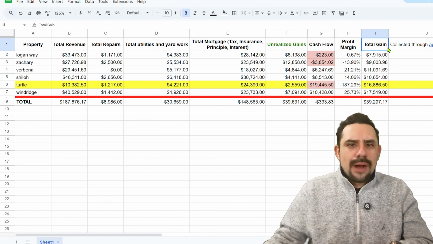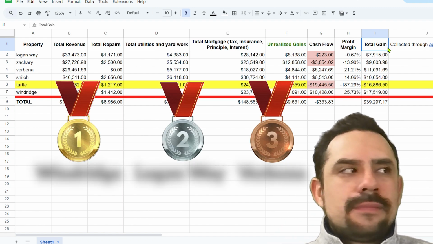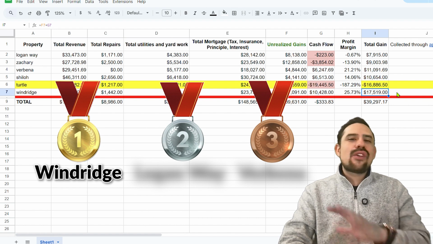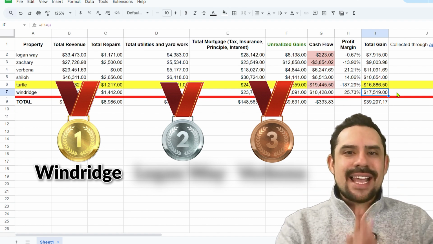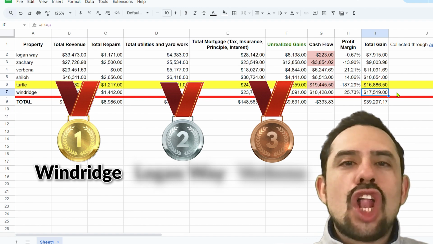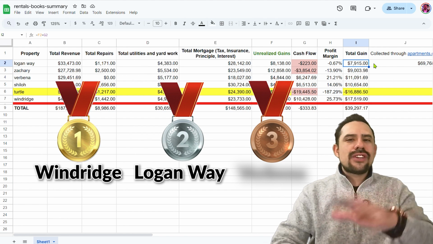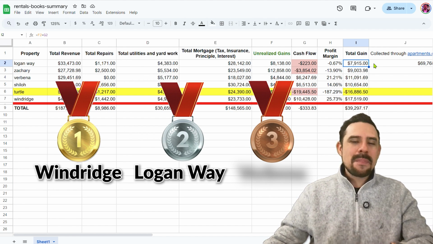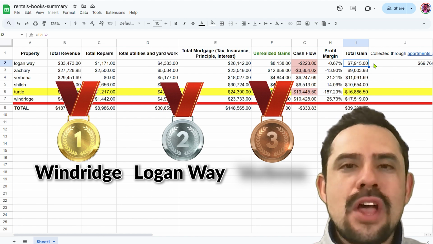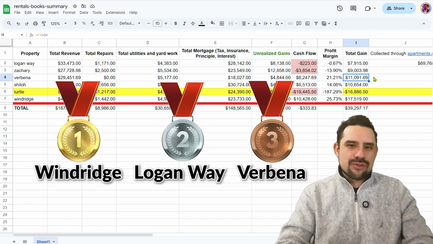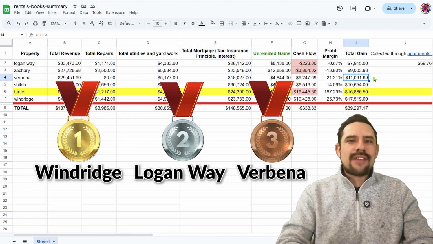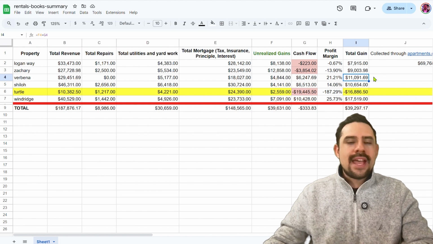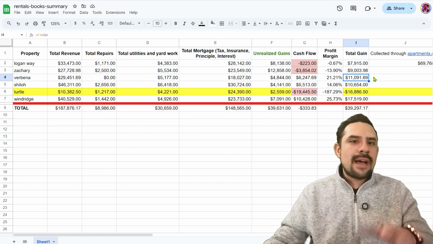This column is how I rank my properties. First place goes to Windridge, once again showing why doing a 1031 exchange can be an incredible power tactic for investors. Second place goes to Logan Way. This is the case because the current renter didn't pay $5,000 that they owe, so this would have actually been around $13,000 in total gains. And in third place, Verbana, due in part to a good interest rate at a 30-year term showing a good balance of cash flow and equity. But as you can see, folks, every property overall has been a great investment, averaging $11,000 in total gains across all my investment properties.